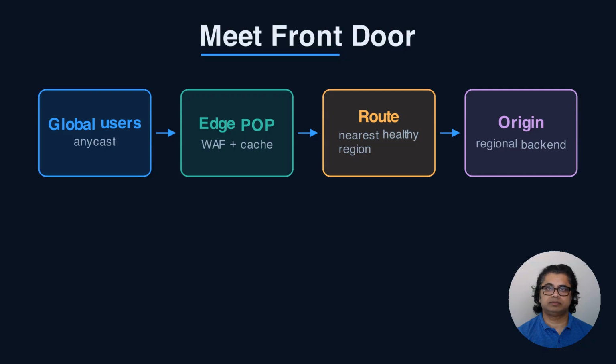It also offers a WAF, but that WAF runs at the edge, far from your backend, blocking malicious traffic before it ever crosses a region boundary. The premium tier adds Private Link to your origins. In short, Front Door is global and internet-facing. Application Gateway is regional and VNet native.